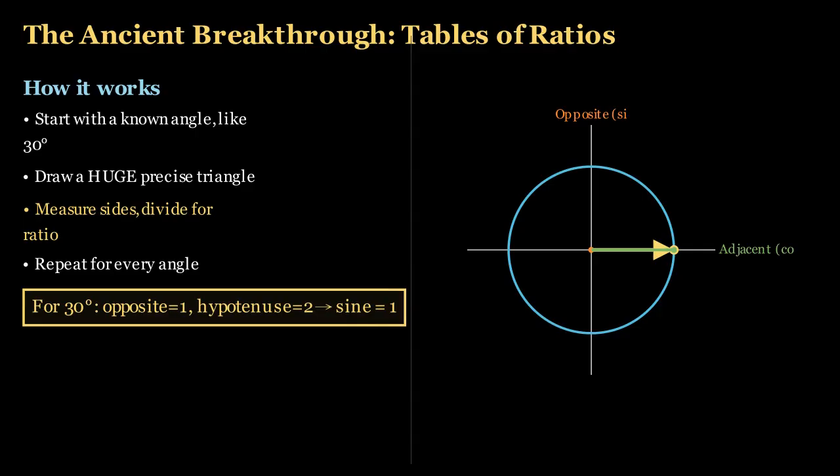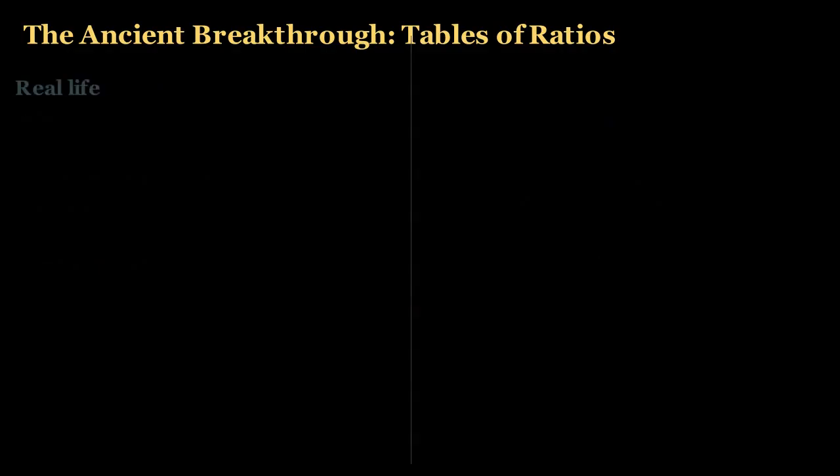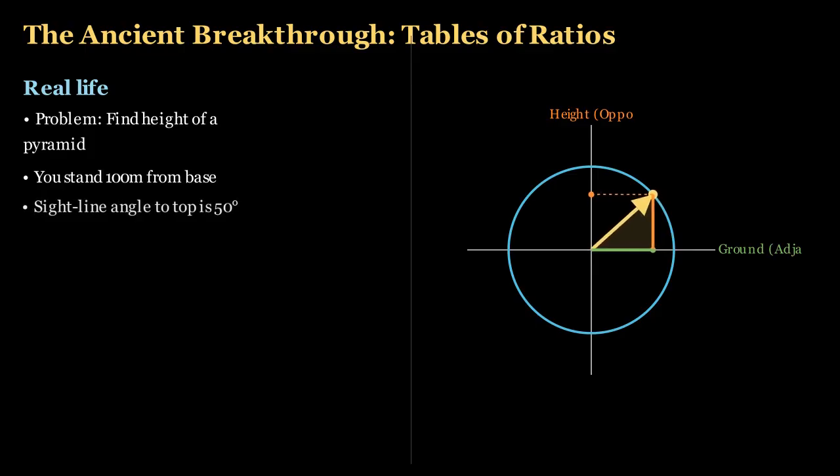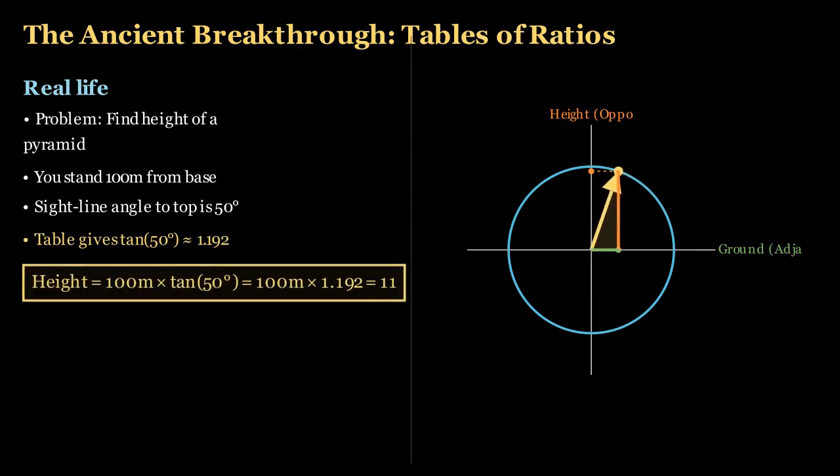They repeated. You're an ancient Egyptian surveyor. You stand 100 meters from a pyramid. Your sight line to the peak makes a 50 degrees angle with the ground. You open your scroll and find the tangent of 50 degrees is about 1.192. That means for every one.